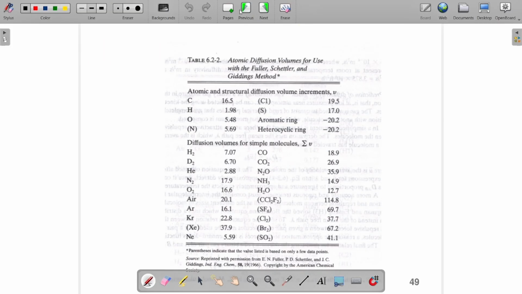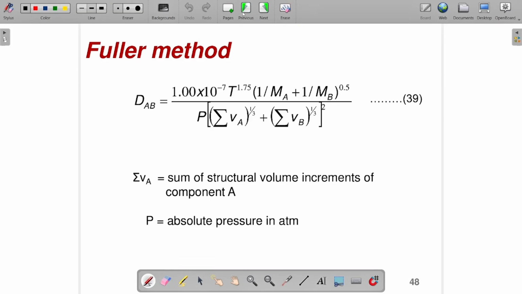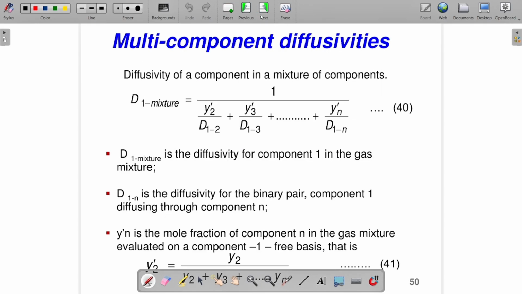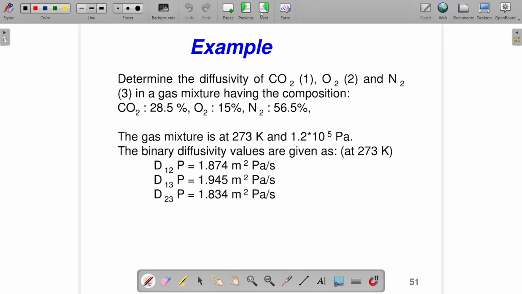And we also have the Fuller method, which is another way to evaluate the diffusivity for non-polar or non-reacting molecules. And when we talk about multi-component systems, when we have a gas mixture and we want to determine the diffusivity of one of the gases in that mixture, we use this formula, where we call it the diffusivity in the mixture.